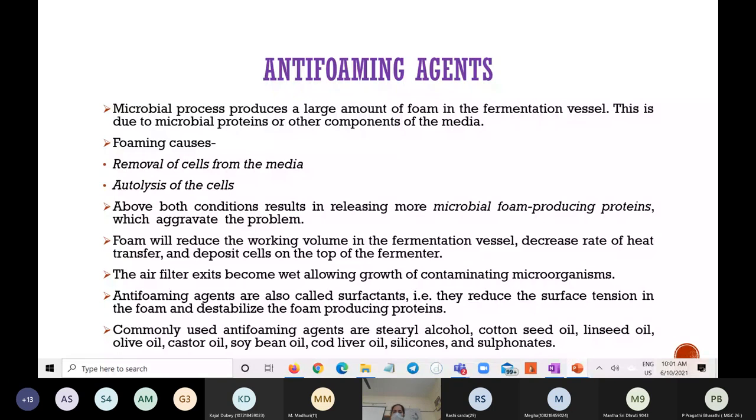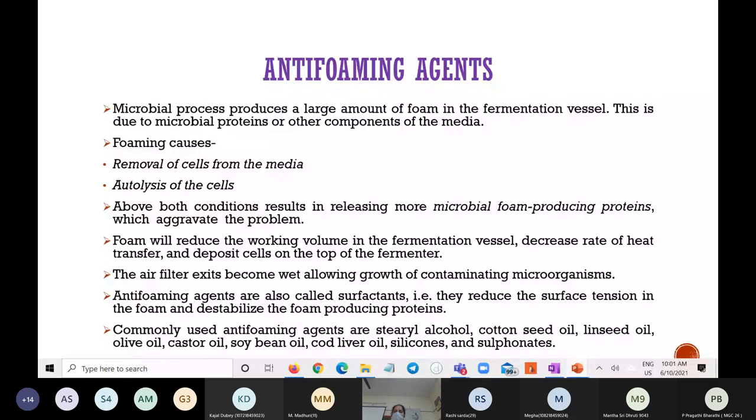The anti-foaming agents we are using here are cottonseed oil, olive oil, castor oil, soybean oil, like this. These are all examples of anti-foaming agents. Anti-foaming agents are also called surfactants, and they reduce the surface tension in the foam and destabilize the foam-producing protein. So once the foam-producing protein is destabilized, the chances of foam formation will be minimized. There the anti-foaming agent comes into action, and they will avoid or reduce the foam formation to the minimal level.